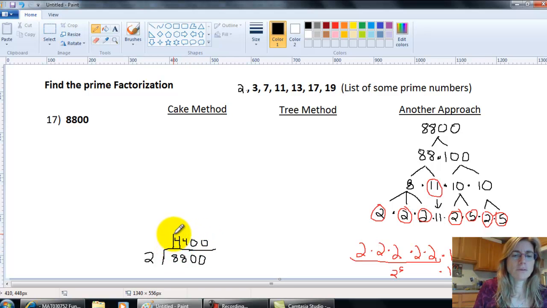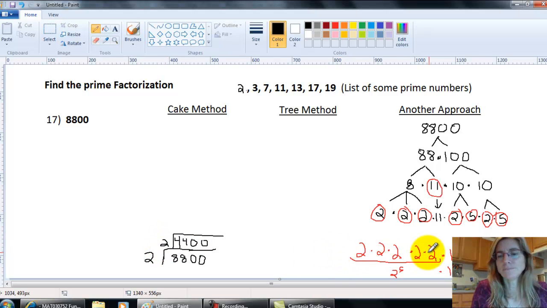Okay, and then you start building your cake. So you ask the same question again. This divisor 2, of course, goes into 4400. We're going to have a lot of 2's, as we know already. So 2 into 4400 then is 2200.